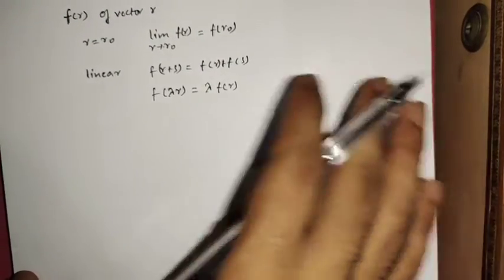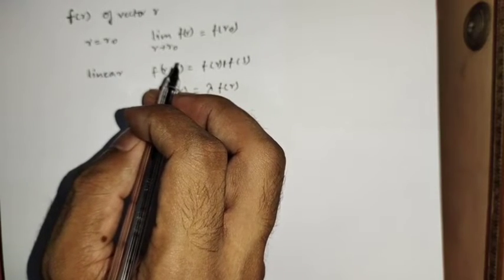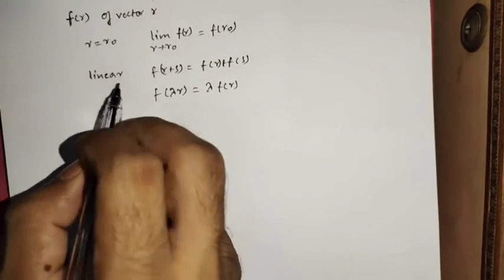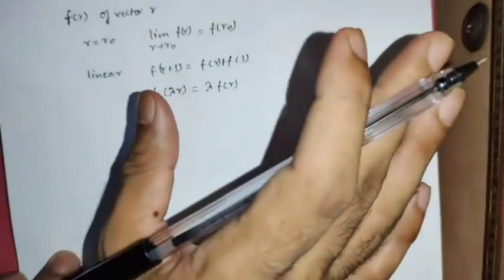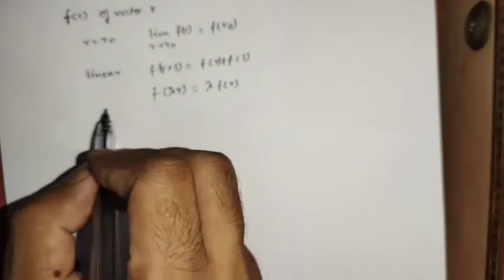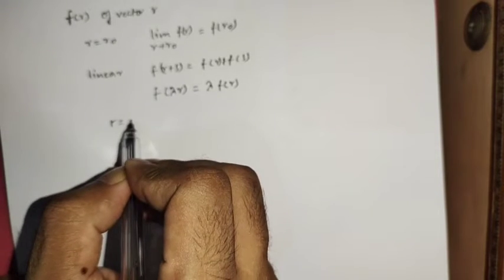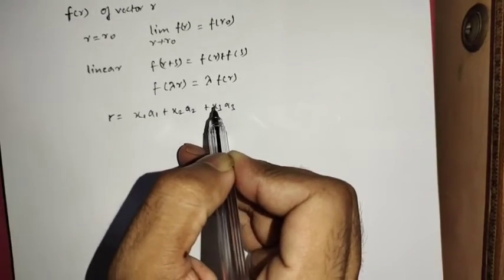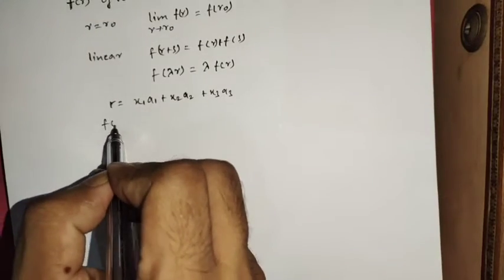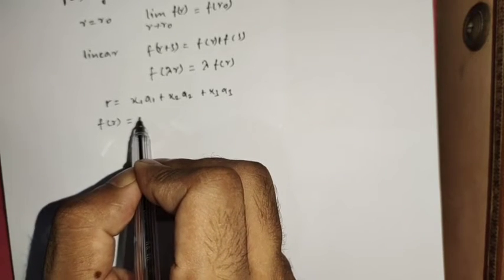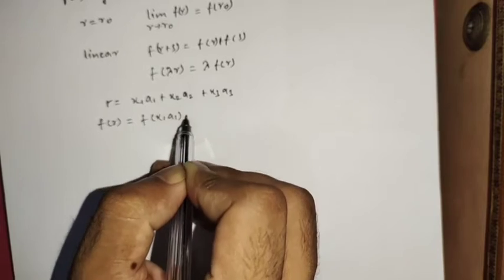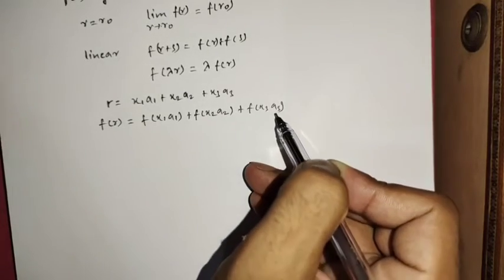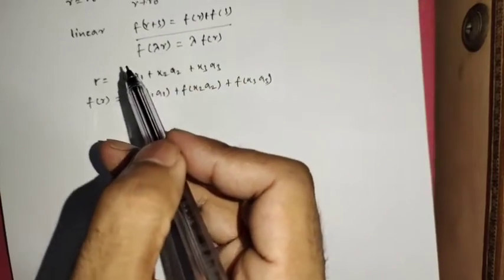is a scalar quantity. Now, a linear vector function f of r is completely defined when f of a1, f of a2 and f of a3 are given for any three non-coplanar vectors a1, a2, a3. You are all familiar with non-coplanar vectors, which are not lying in the same plane. Okay, so let's say a vector r equals x1 a1 plus x2 a2 plus x3 a3. Okay, and for f of r, this will become f of x1 a1 plus f of x2 a2 plus f of x3 a3. I am writing this with the help of the linear property of a vector function.